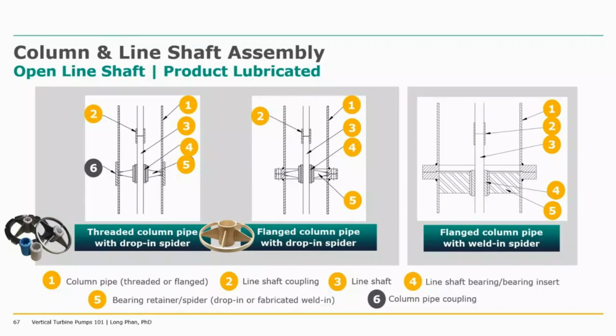All of these, whether it's threaded or flange, share similar mechanisms and components, numbers 1 to 5. You have column pipe, line shaft coupling, line shaft bearing, and insert bearing retainer, some kind of mechanism to support the shaft. But for the threaded shaft, the special component is the column pipe coupling for threading.